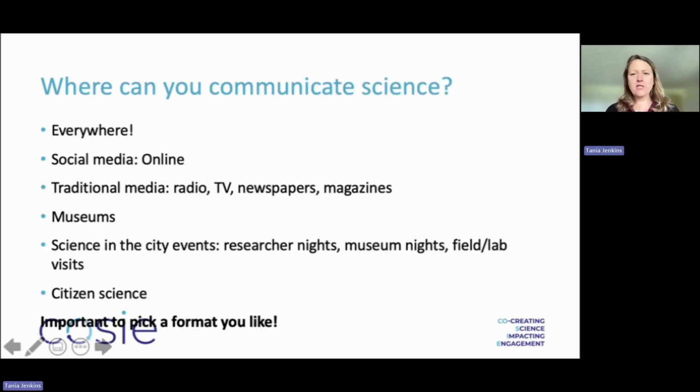So where can you actually communicate science? Well, I would argue everywhere, and as we've just seen in social media, traditional media, museums, science in the city events. Someone had also mentioned researcher nights in the Padlet, museum nights, field and lab visits, as well as in citizen science. And so it's important to pick a format that you like. So just because someone invites you to join a researcher's night, it doesn't mean you have to do that if you don't really feel comfortable engaging face-to-face with members of the public. You can also say, okay, I like writing, so I'll do a blog post for AnaEE-ERIC, for example, or something else. I guess the idea is to see what opportunities are available and then to think about how to craft the message and at what level you want the communication to take place.